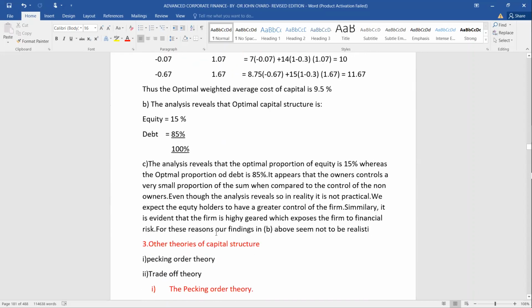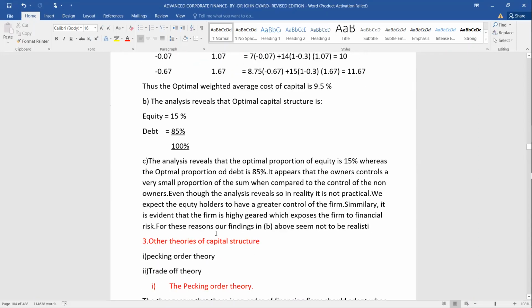The analysis reveals that the optimal proportion of equity is 15%, whereas the optimal proportion of debt is 85%. The owners control a very small proportion of the farm when compared to the control of the non-owners. Even though the analysis reveals so, in reality, it's not practical. I think it is clear. I don't have to waste my time. See, I've covered myself. The analysis is not practical. We expect the equity holders to have a greater control of the farm.